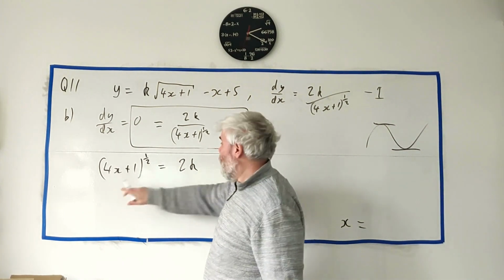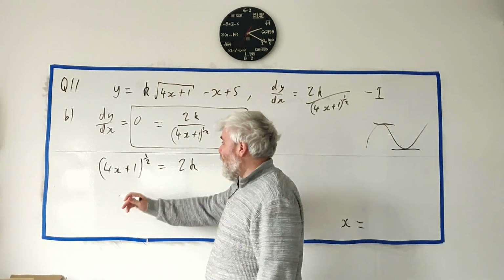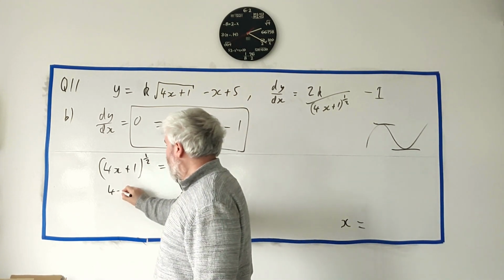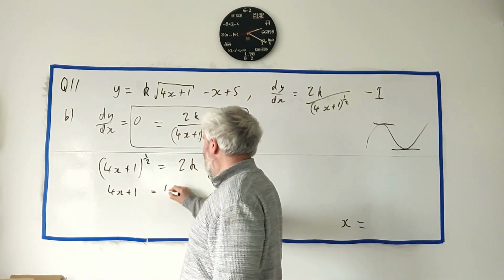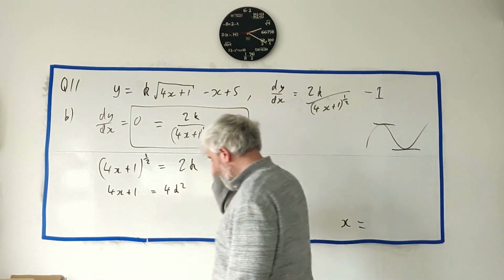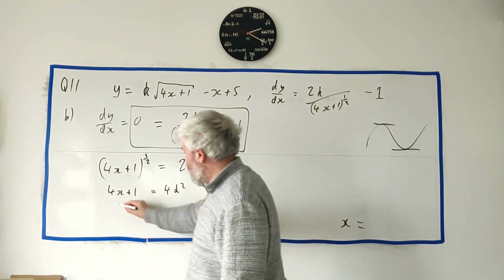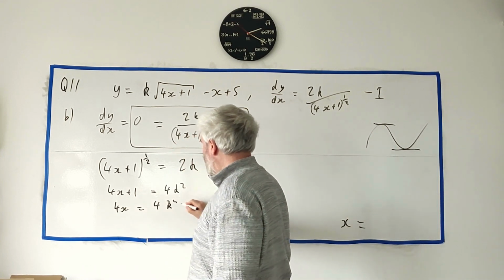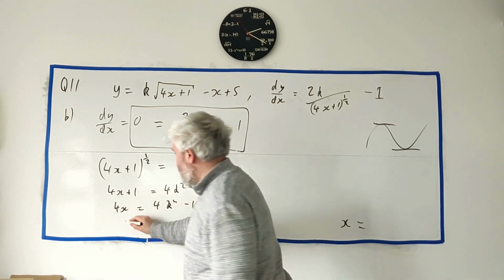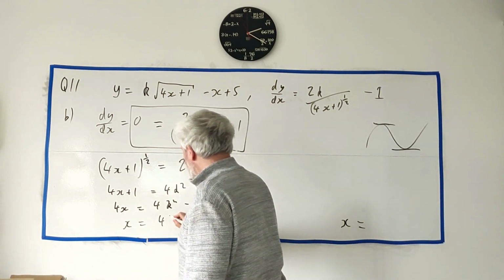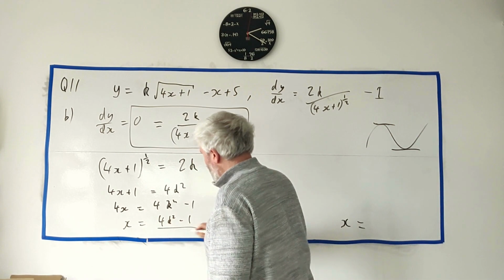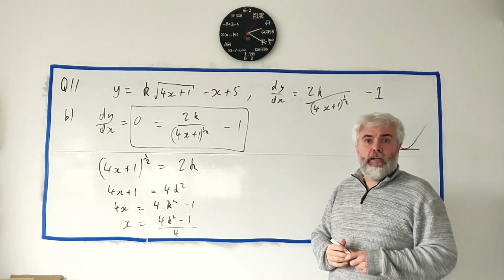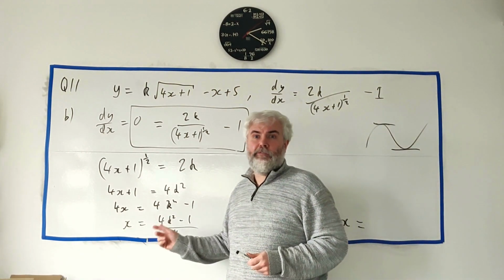Okay, I want x on its own. I need to get rid of the half here. And the power, square both sides basically, will destroy that. We get 4x plus 1 is equal to 4k squared. Take 1 from both sides. 4x is 4k squared minus 1. And divide both sides by 4. x is (4k squared minus 1) over 4. And that's the answer for part B. That's the x coordinate here in terms of k.